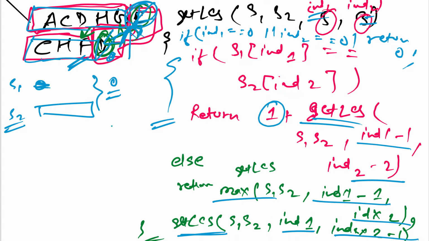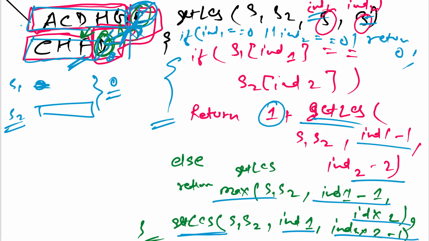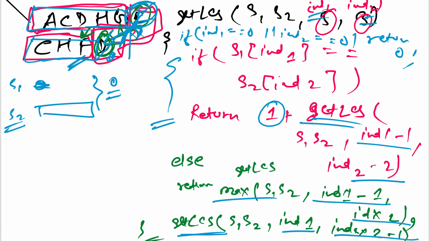Okay, so now we will convert this solution to a dynamic programming solution. What we can do in the dynamic programming solution, let me copy the example again in this slide. A, C, D, H, G, F, and then C, H, F, D. These are the two strings.